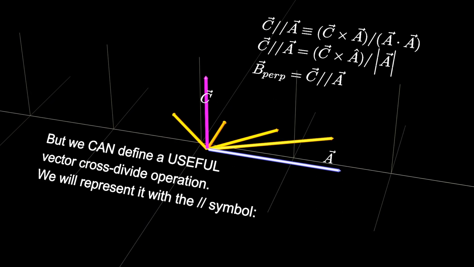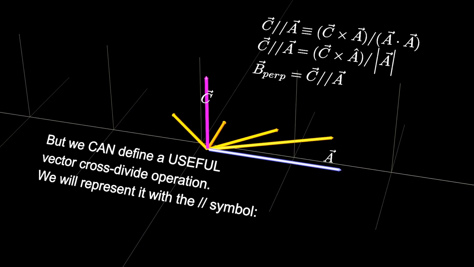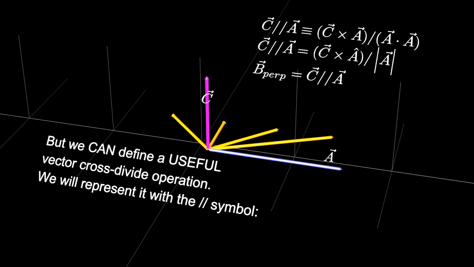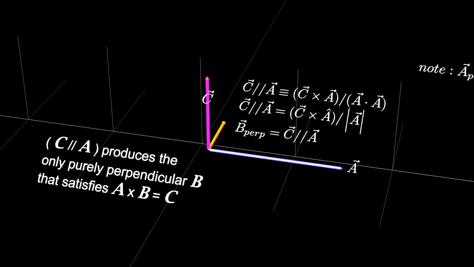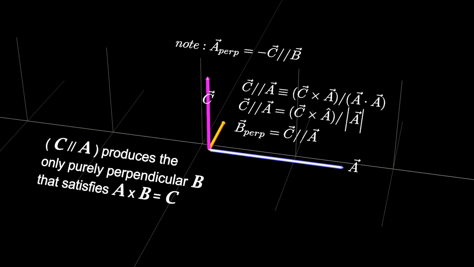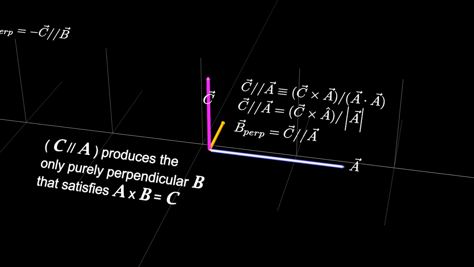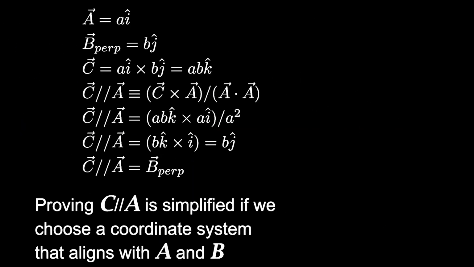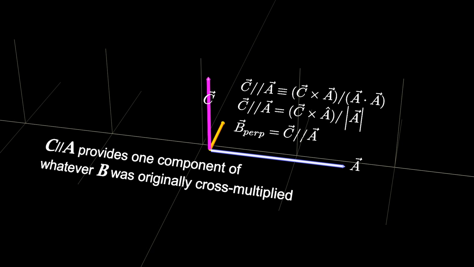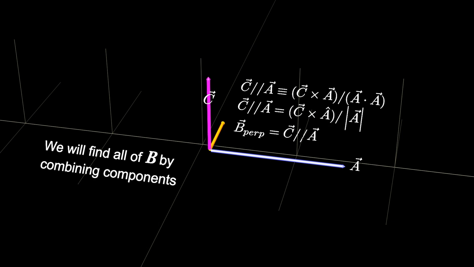But we can define a useful vector cross-divide operation. We will represent it with a double slash symbol. C cross-divide A produces the only purely perpendicular B that satisfies A cross B equals C. C cross-divide A provides one component of whatever B was originally cross-multiplied. We will find all of B by combining components.